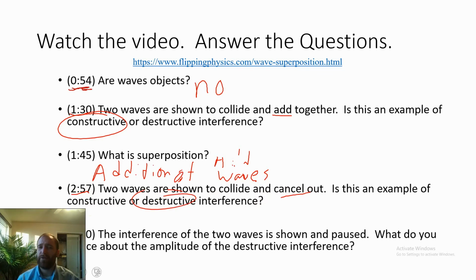Not for a long time, which is why it's hard to freeze frame it at that moment. And I think he brings it up. It's hard to catch that moment of total destructive interference. But again, they cancel each other out, as long as one's positive, the other's negative.